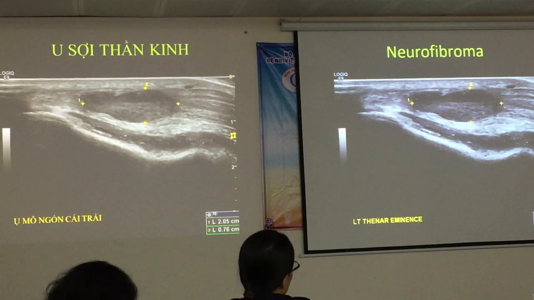So this is a patient who presented with a lump in their thenar eminence, just here. They had no previous trauma, but they had melanoma previously.